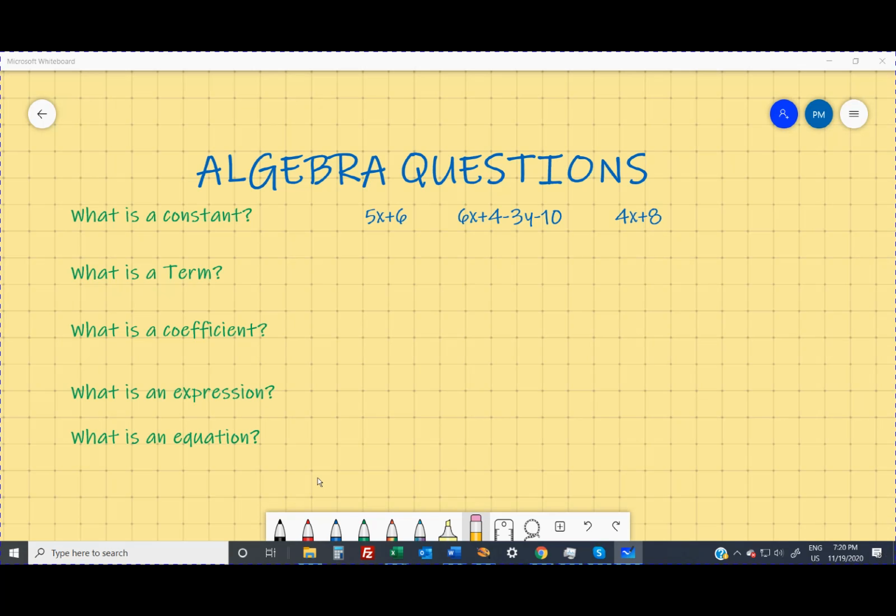And today what we're going to do is look at algebra questions. Algebra question number 1, what is a constant? We'll work it out and discuss it together. Algebra question number 2, what is a term? Algebra question number 3, what is a coefficient? Algebra question number 4, what is an expression? And algebra question number 5, what is an equation?